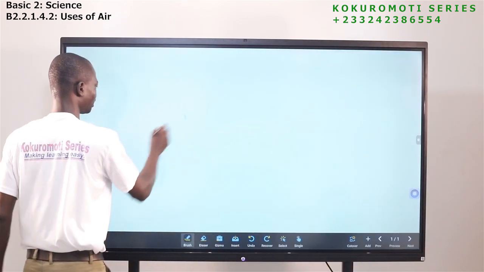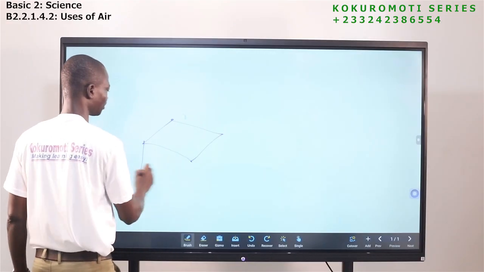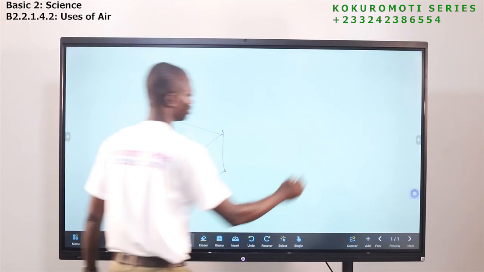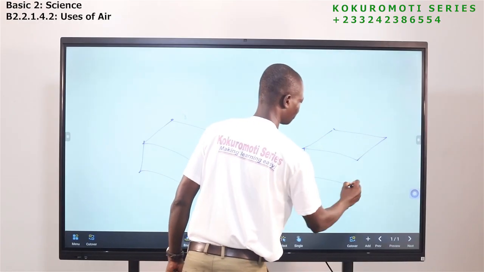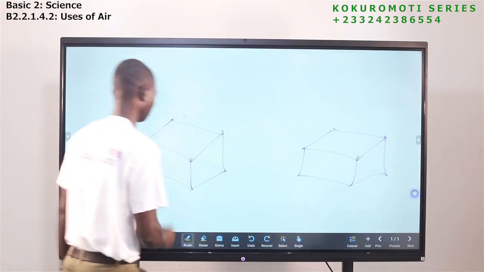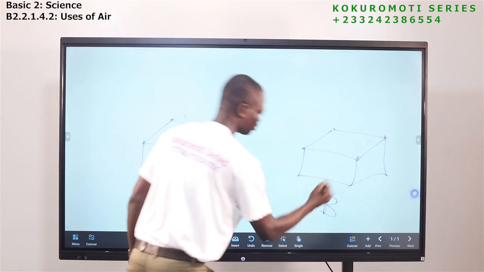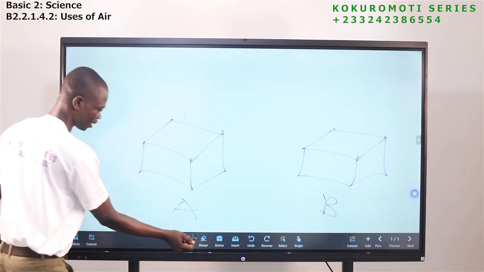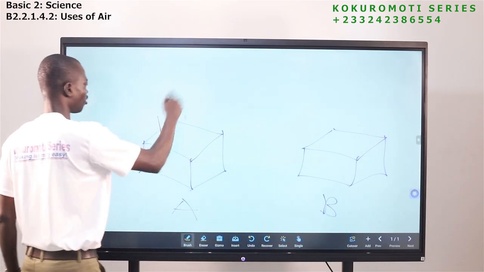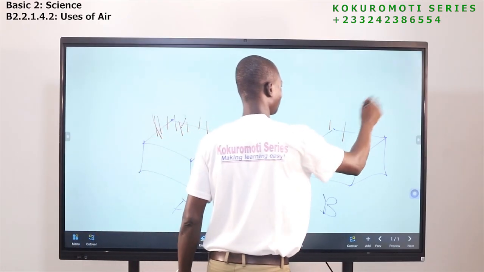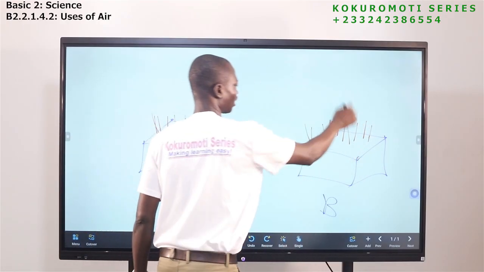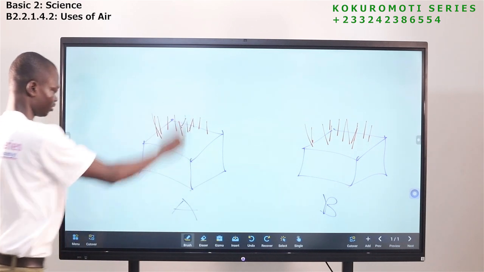So this is your box, right? This is your box. Let me draw two boxes here. Box A, box B. They are all burning. Can you see? They are all burning.